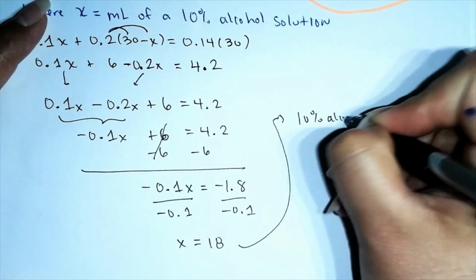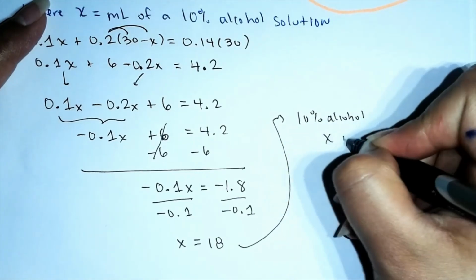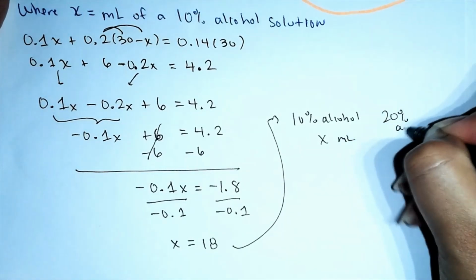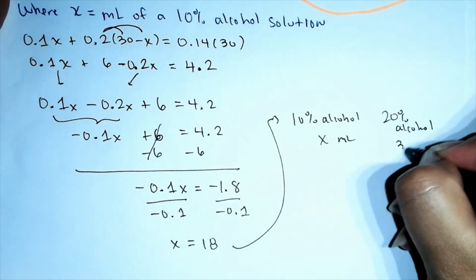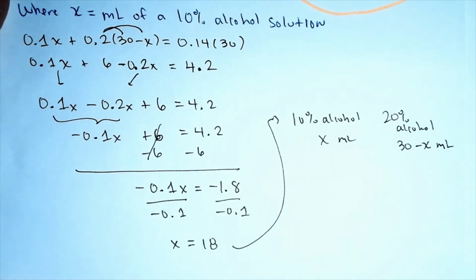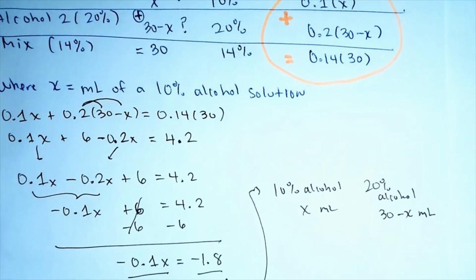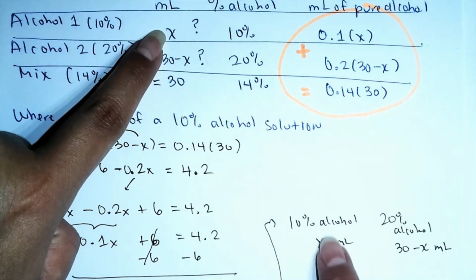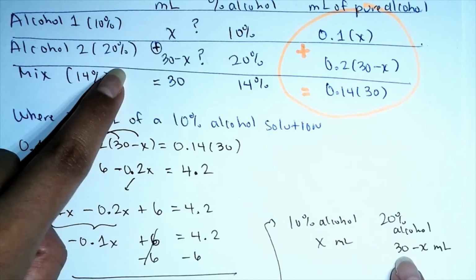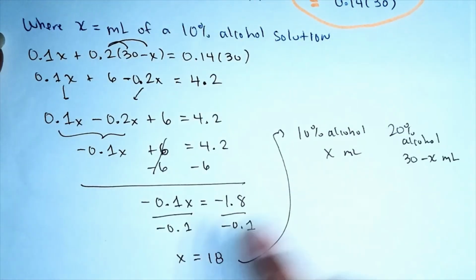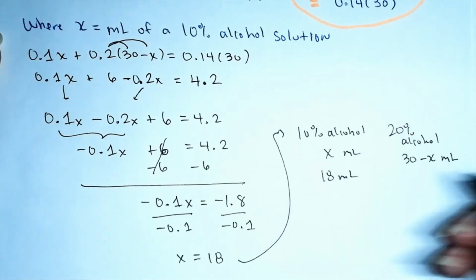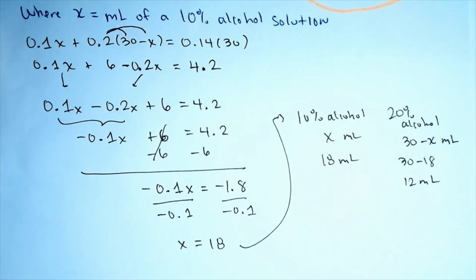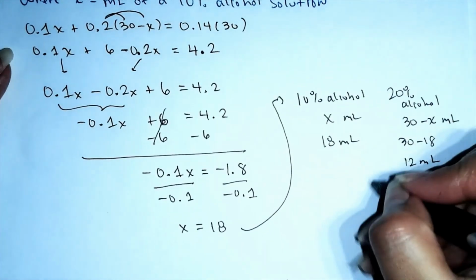For the 10% alcohol, we needed x milliliters. For the 20% alcohol, we needed 30 minus x milliliters. That came from our table, which unfortunately I cannot project. So if x is 18, we need 18 milliliters of the 10%, and 30 minus 18, or 12 milliliters of the 20%. Okay, so I think we were asked to write it in a sentence.